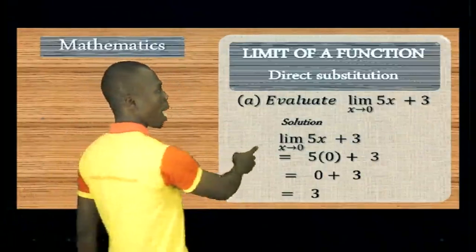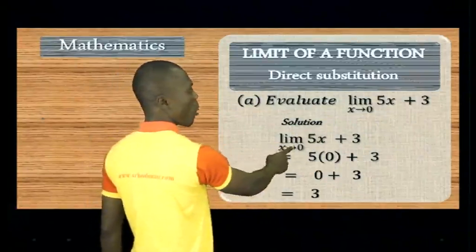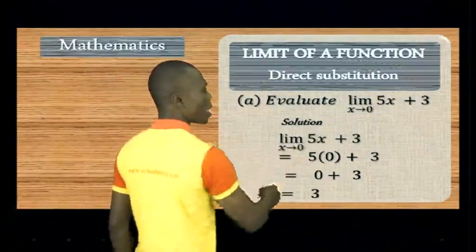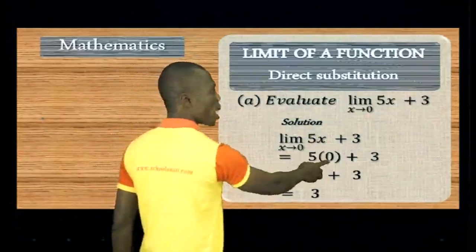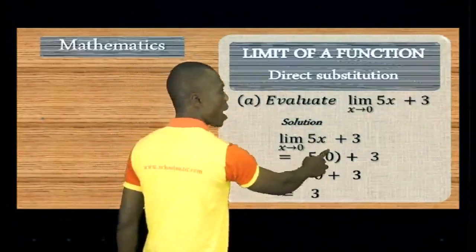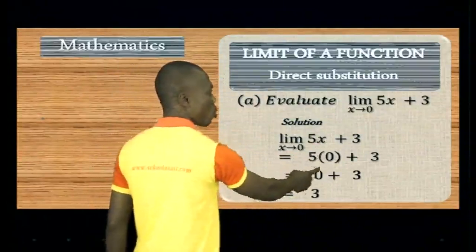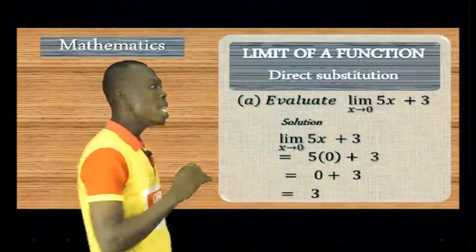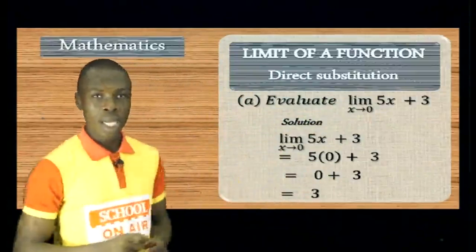So in this case, we obtain the limit of 5x plus 3 as x approaches 0 by substituting the value of 0 for x in the function that we have. So the function used to be 5x, so we put x equals 0. So we have 5 into 0 plus 3. And of course, when we multiply 5 by 0, we end up with 0. So 0 plus 3 is 3. So what that means is that the limit of the function 5x plus 3 as x approaches 0 is 3.